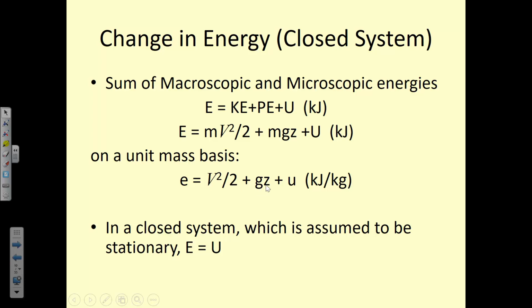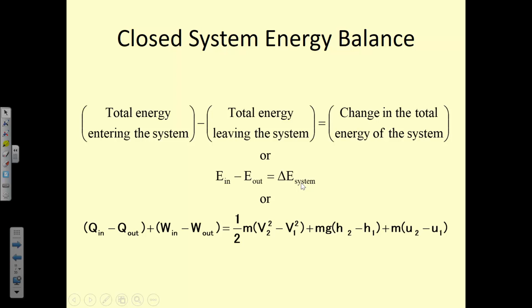And in the case where we have a closed system that is stationary, meaning the system itself is not moving, so there's no velocity associated with it, there's no elevation change associated with it, then the kinetic and potential energy terms go to zero, and we're simply left with just the internal energy term on that right side of the equation. So we can write that out fully.